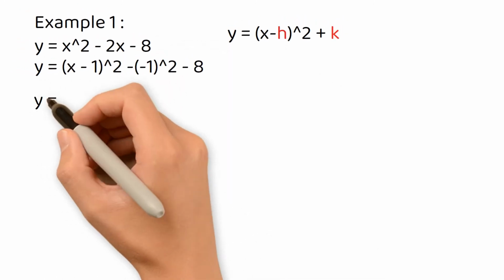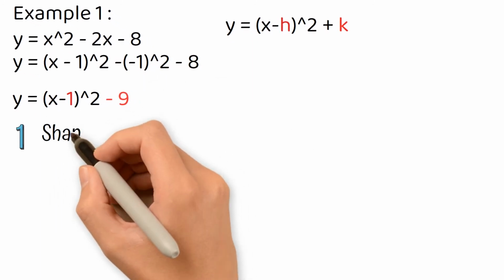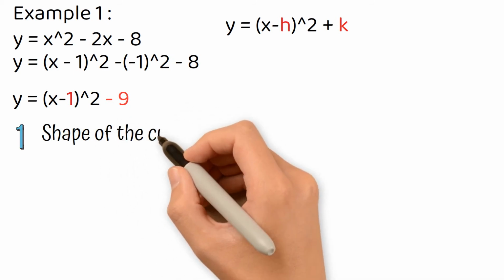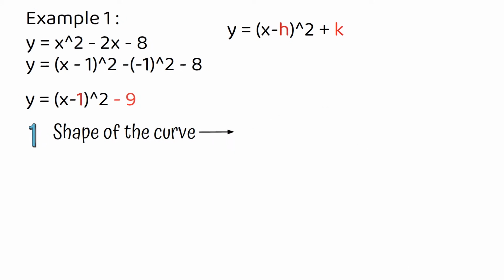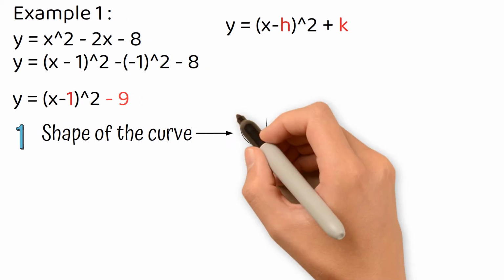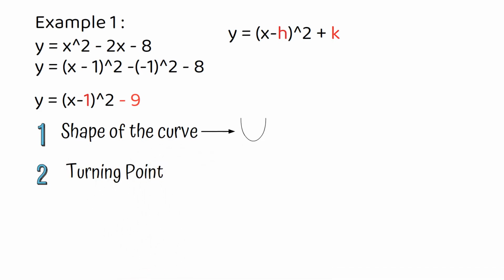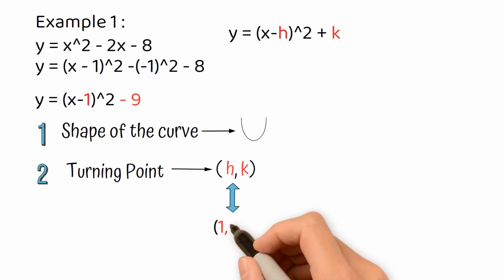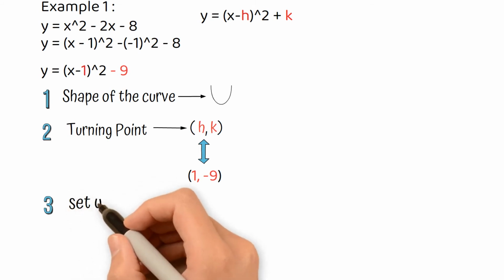We change it to the vertex form by completing the square. Follow the steps. Step 1. Determine the shape of the curve. From the x squared term, which is positive, the parabola is a smiling face. Step 2. The turning point. From the vertex form, we know the turning point is (1, -9).